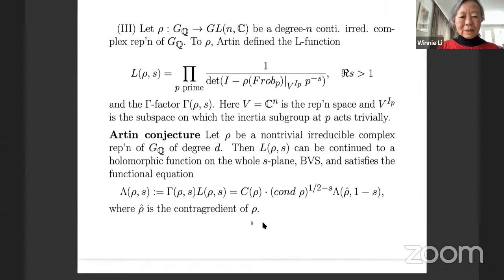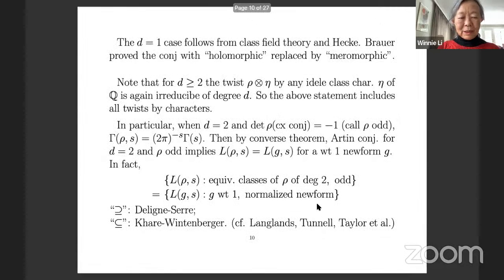So this Artin conjecture, when the degree d is equal to 1, follows from class field theory and the work of Hecke. And in general, Brauer proved the conjecture, except that instead of holomorphic, he showed that it has a meromorphic continuation. So the whole issue is the holomorphicity. So we observe that when the degree is at least 2, when we twist the representation by a character, we still get a degree 2 irreducible representation.